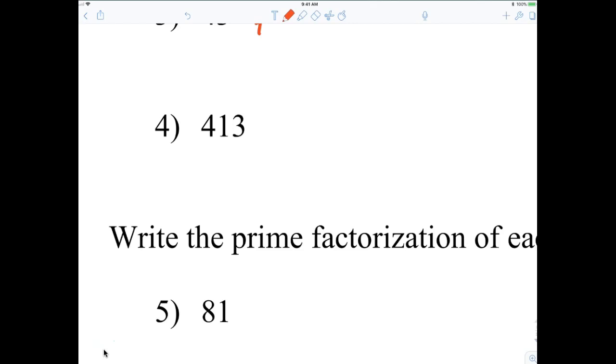413 is kind of a tricky one, right? I am not seeing anything right off my head that would go into 413. Nothing goes into the 13. Well, no, it has nothing to do with the 13. The other thing you could do is another trick for 4, to look at the last 2 digits. If it's divisible by 4, then it's also divisible by 4, right?